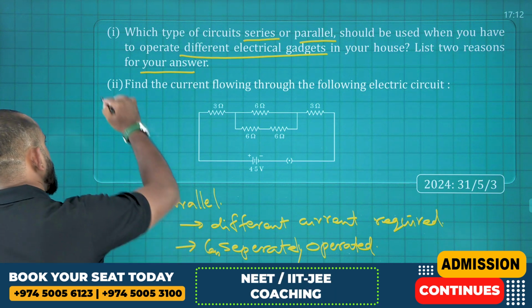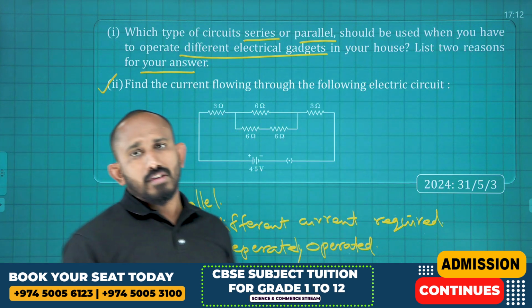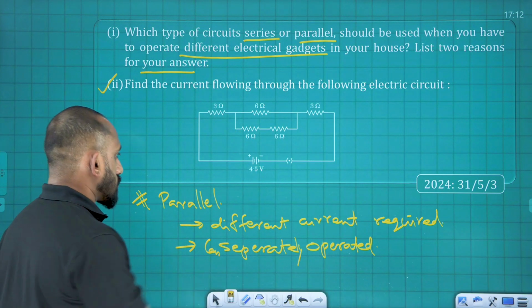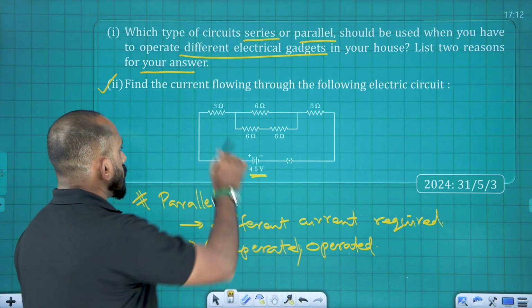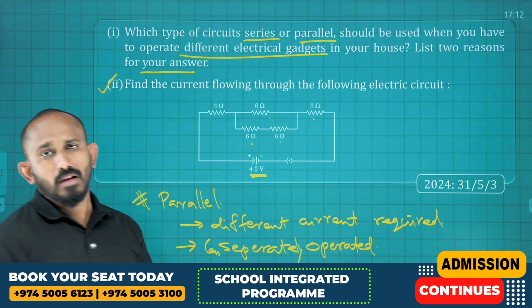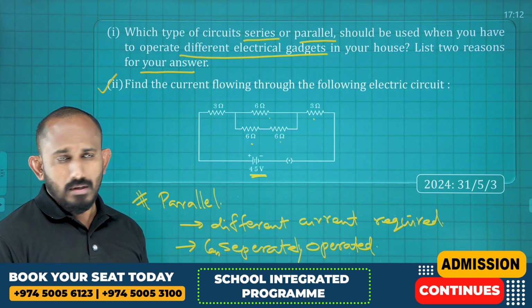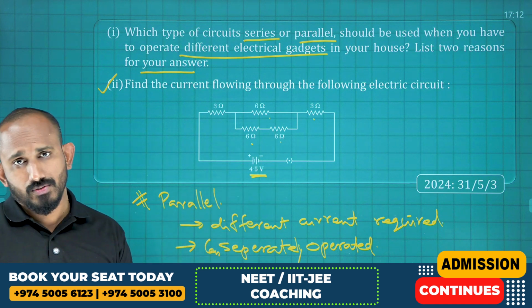Okay, the second part. Find the current flowing through the following circuit. What is the total current flowing through it? Here 4.5 volt is the voltage given. 3 ohm is here, two 6 ohm in series, then 3 ohm is here. These are the resistances. So here, this 6 and 6 are in series.